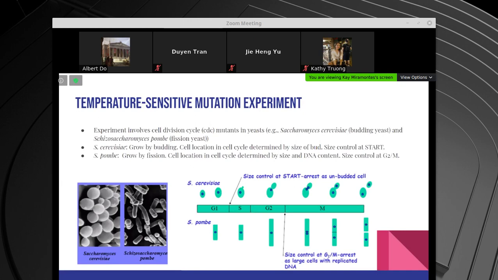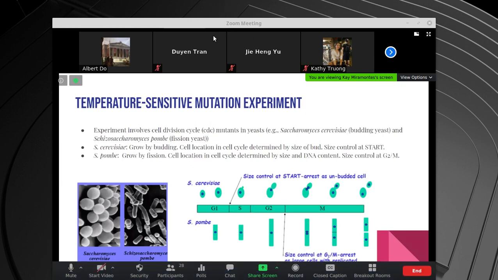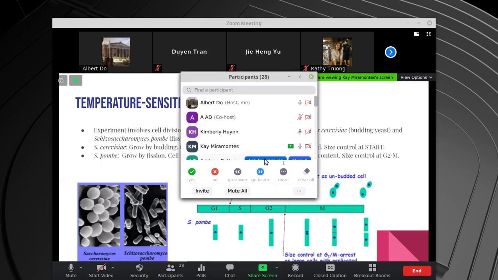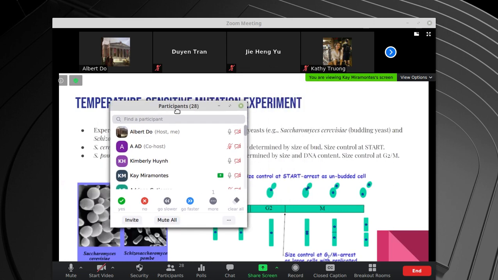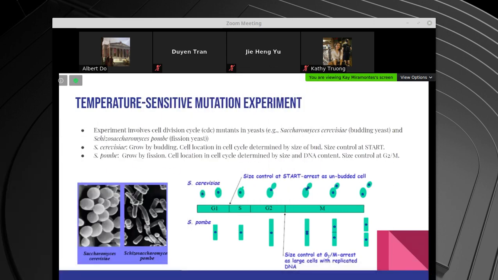So on this diagram here on the right is the cell cycle progression of the 2 different yeasts, as mentioned before. In fission yeast, the cell elongates by growing at the 2 ends, and these 2 ends grow, leading to the elongation of these large rod-shaped cells. And once they reach a particular size, they undergo mitosis.